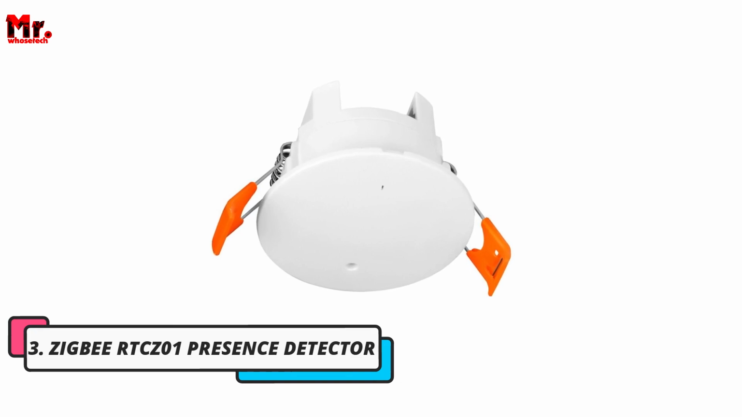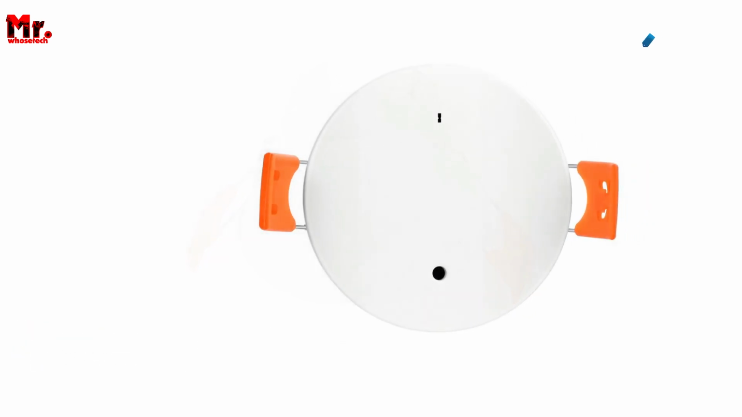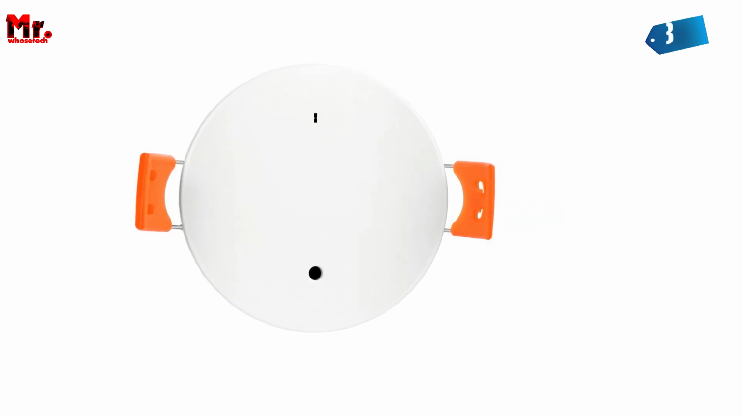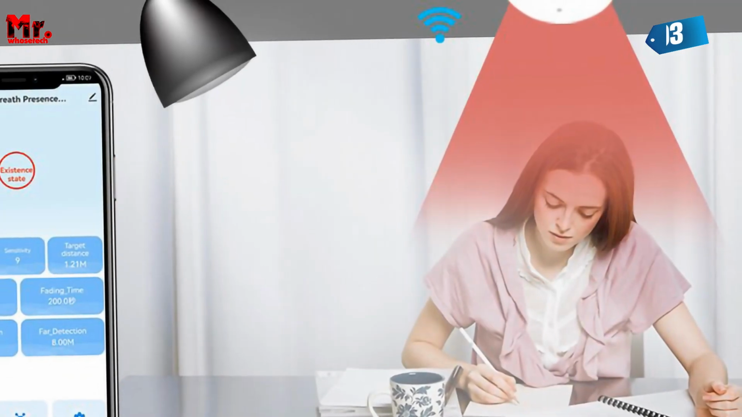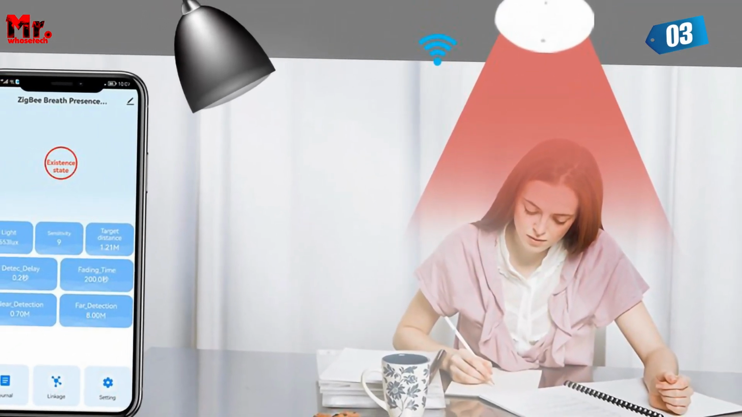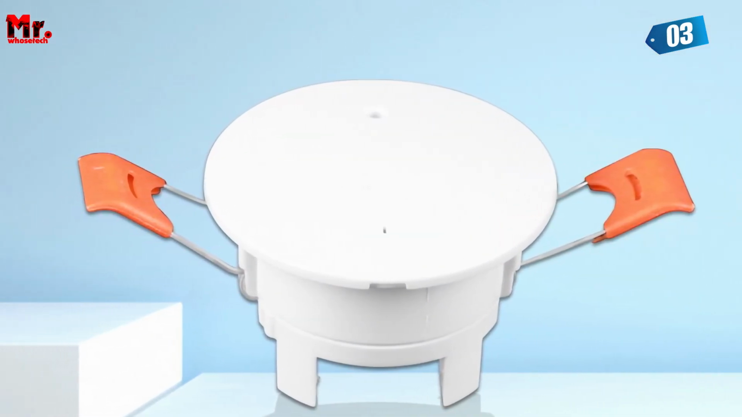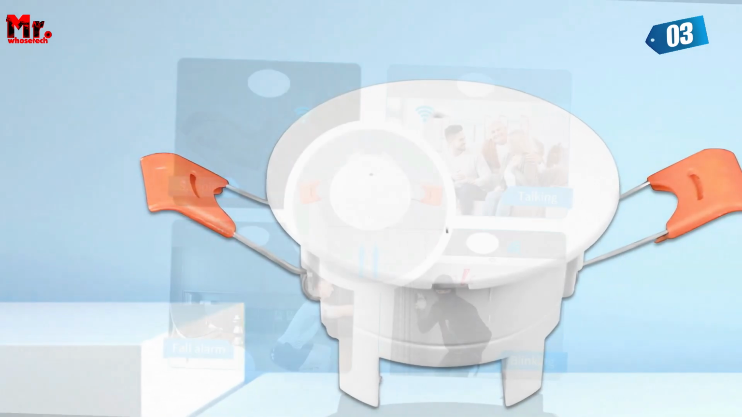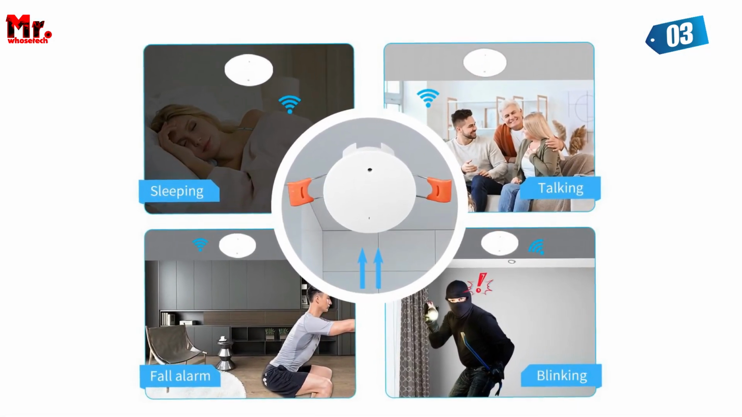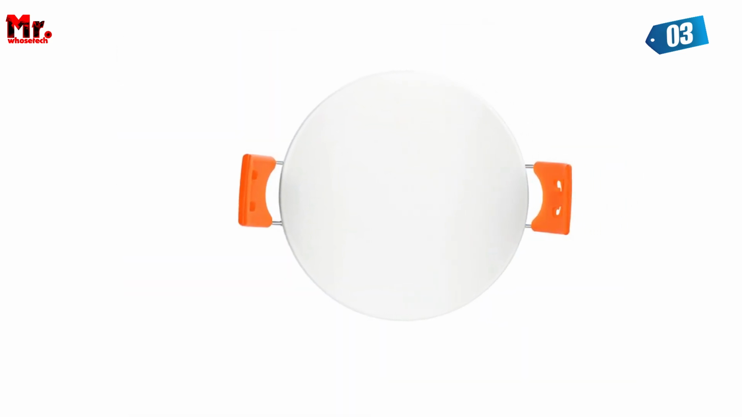Number 3. ZigBee R2Z's One Presence Detector. Sensitivity that's completely customizable. Yes, you heard that right. With our state-of-the-art sensor, you can set the sensitivity from 0 to 9. The smaller the sensitivity value, the greater the target micro-motion or breathing amplitude it can detect. And guess what? It can do this even at a remarkably close distance.